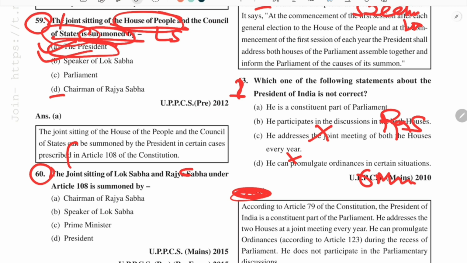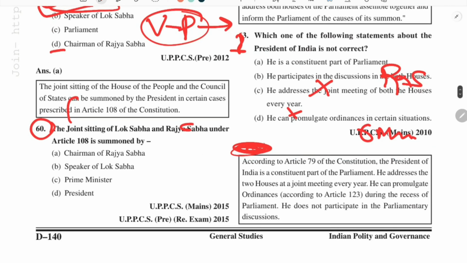because the logic behind not making the vice president the presiding officer of joint sitting is that he or she is not a member of that parliament. So that is the logic behind, I think. But here the question is asking about who summons it, then the answer is president. So coming to the next question, the article of joint sitting, you must remember, is 108. Joint sitting of Lok Sabha and Rajya Sabha under article this is summoned by. So I told you that it is the president who summons the joint sitting in the case of deadlock of bill.